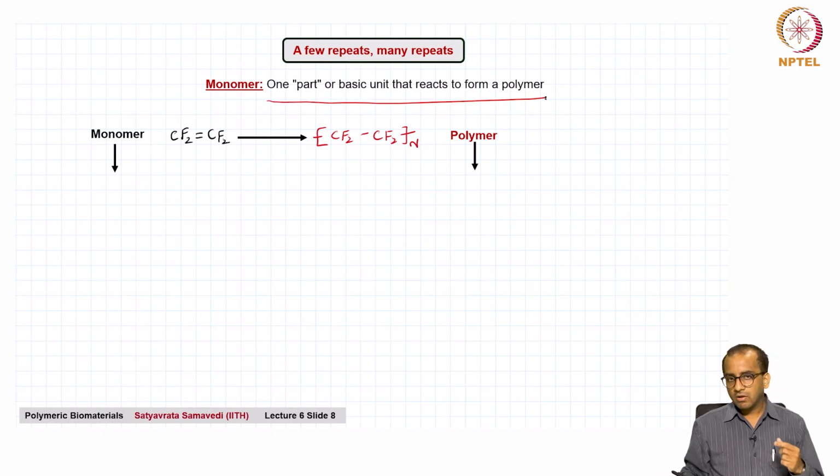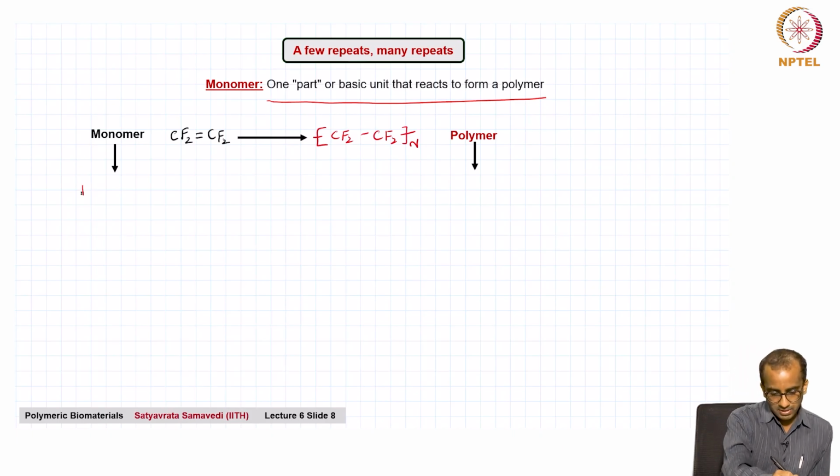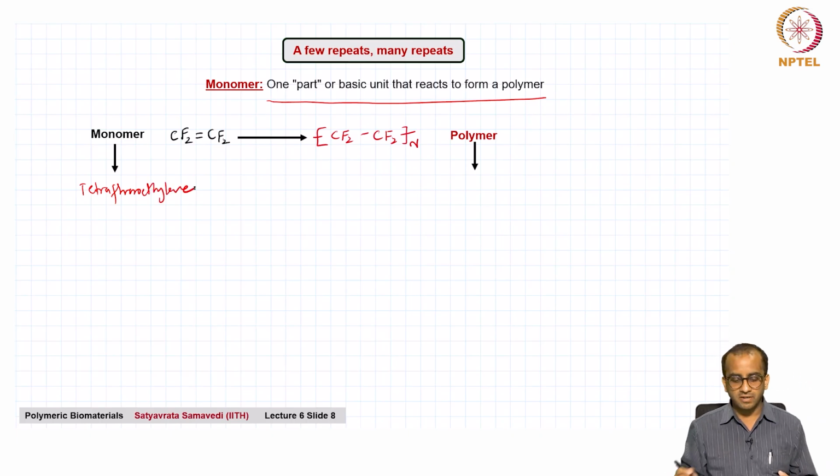It is the one part that reacts to form a polymer. So a monomer is a complete molecule in itself. For example, here the monomer is tetrafluoroethylene, which is a complete molecule by itself, and when it is polymerized, we get a polymer here with n.